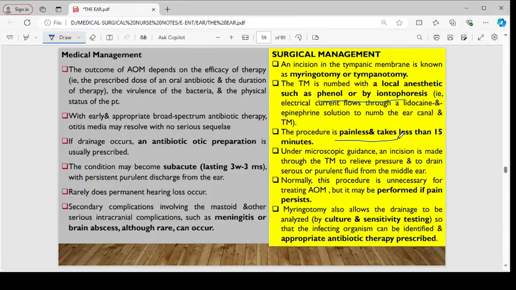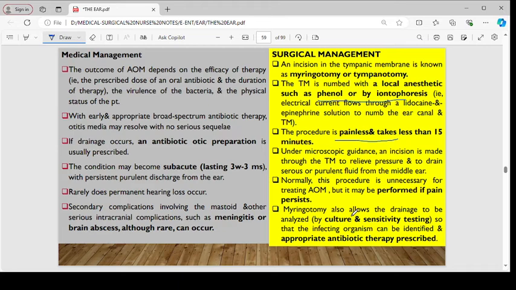Under microscopic guidance, an incision will be made through the tympanic membrane to relieve pressure and to drain this serous and purulent fluid from the middle ear. Normally, this procedure is unnecessary for treating acute otitis media, but it may be performed if the pain persists.